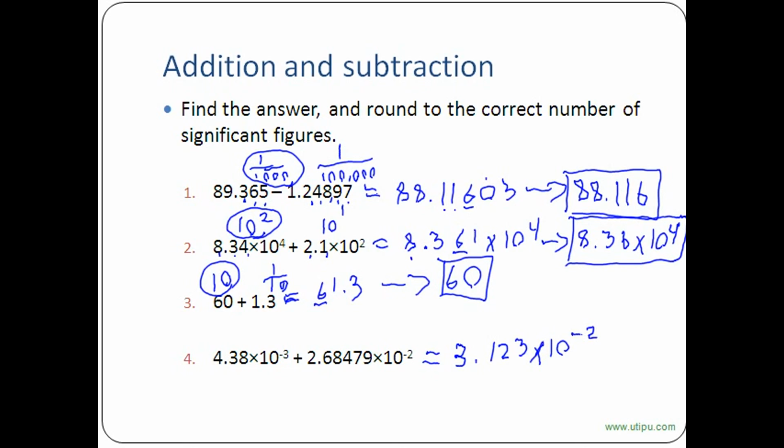So doing this, we have to go back and look at our numbers we've had so far. 4.38 times 10 to the negative 3rd. The 4 is in the 10 to the negative 3rd spot. That means the 3, we go down 1, 10 to the negative 4th. The 8 is 10 to the negative 5th.